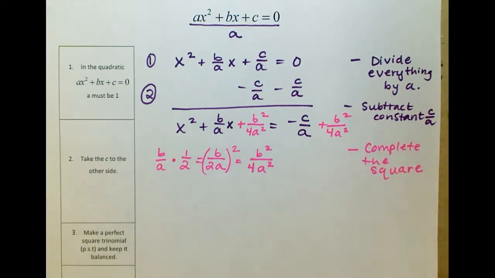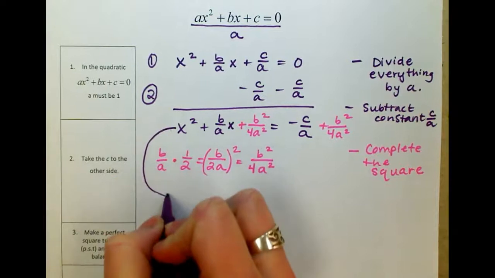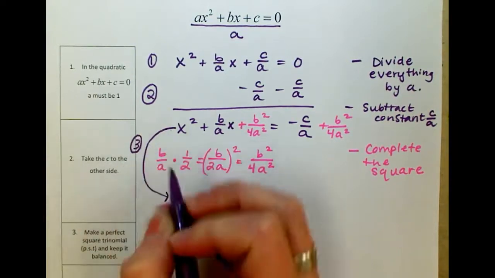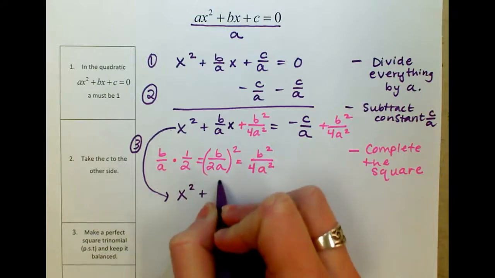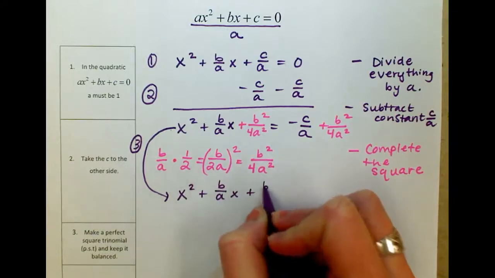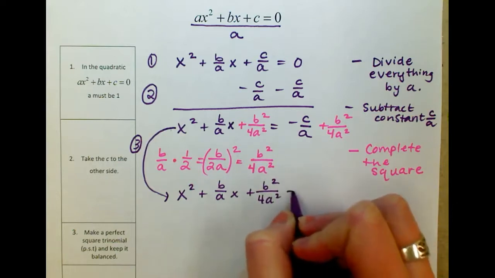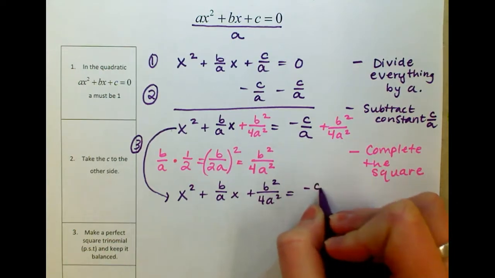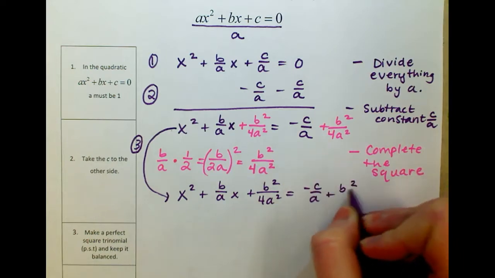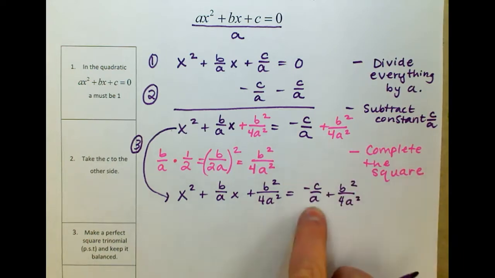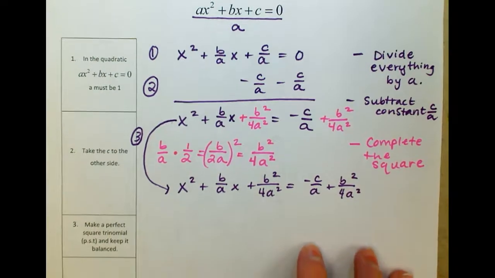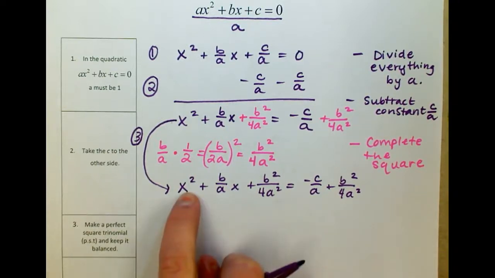All right. Kind of tricky when there's not actually numbers in there, but please stick with me. Now my next step, I've got to factor it. So I want to rewrite, so this was our step 3. I want to rewrite x squared plus b over ax plus b squared over 4a squared. And I'm going to combine these in a little bit. Negative c over a plus b squared over 4a squared. I want to rewrite this as a perfect square binomial.